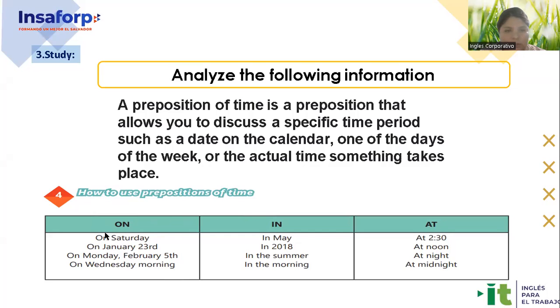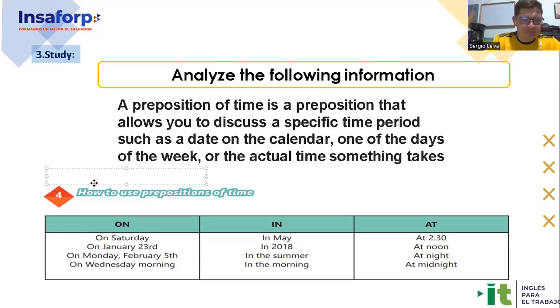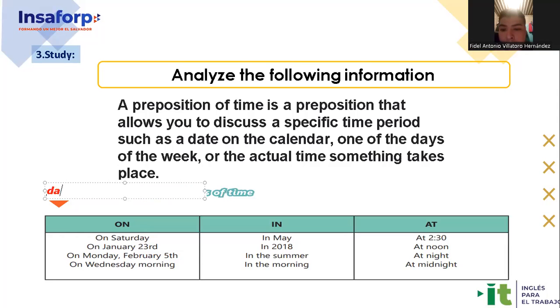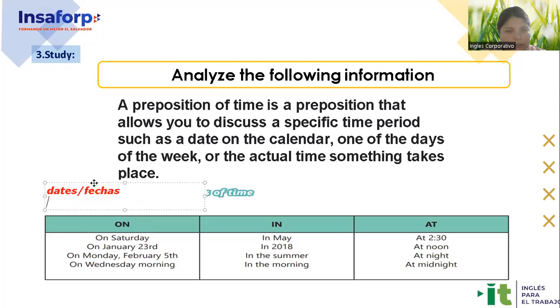Look at this. On Saturday, for example, on January the 23rd, on Monday, February the 5th, on Wednesday morning. Entonces, ¿qué podemos observar ahí? ¿Cuándo utilizamos on? ¿Ideas, chicos? So when do we use on? Days. Ajá, ¿para hablar de qué? Fechas. De día, fechas, meses. Dates, okay. What else? Morning. Oh, the morning. Okay. Afternoon.